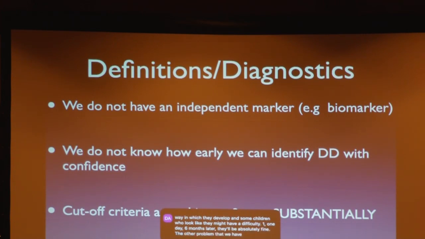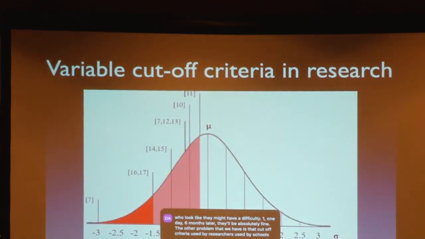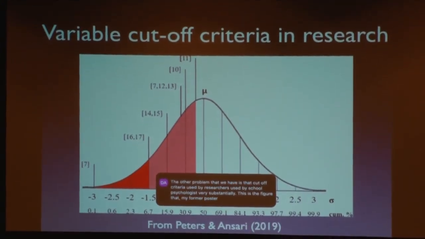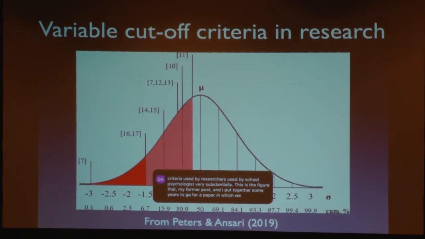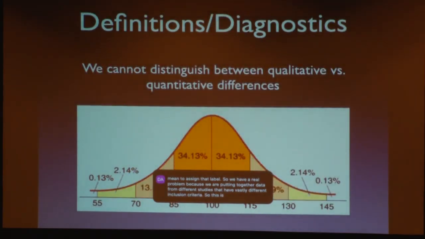The other problem that we have is that cutoff criteria used by researchers, used by school psychologists, vary substantially. This is a figure that my former postdoc Lean Peters and I put together some years ago for a paper in which we just wanted to illustrate that when we look at the literature on developmental dyscalculia, researchers use highly variable inclusion criteria. So this is a normal distribution with a mean of 0, and then you see the standard deviations to the left or to the right. If you look at the left area, those shaded areas are different inclusion criteria. Some researchers are happy if children are just half a standard deviation, 1 standard deviation below the mean, they assign the label developmental dyscalculia. And others require 2.5 or even 3 standard deviations below the mean to assign that label. So we have a real problem because we are putting together data from different studies that have vastly different inclusion criteria. So this is something that research needs to fix.